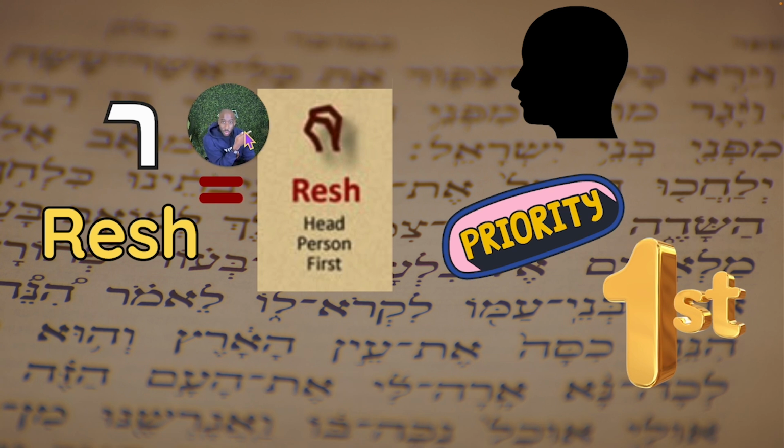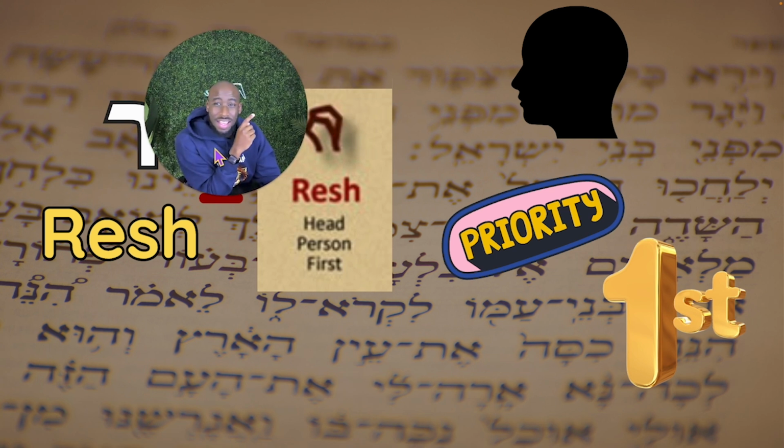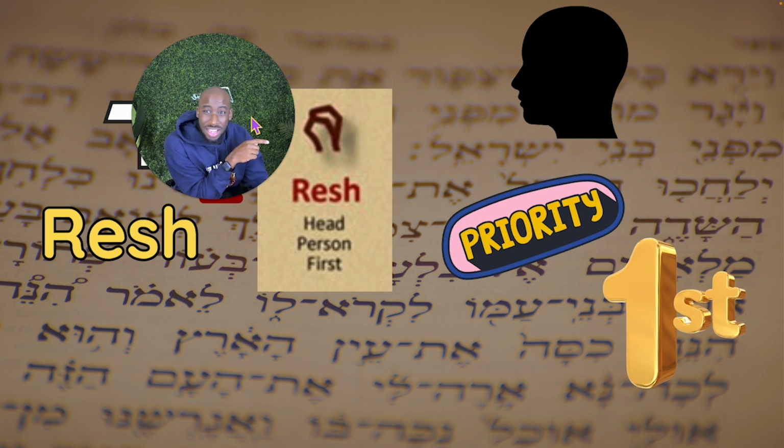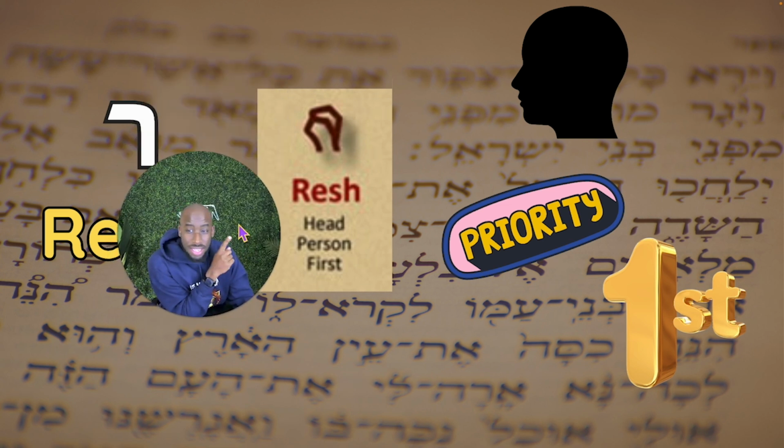Over here, though, this is very interesting. The pictograph of this letter is the symbol of the head. I don't know why it has to have hair. I feel personally attacked by that. But I don't qualify, I guess, for this letter. I don't know. But the point of this is a head or a person or first.